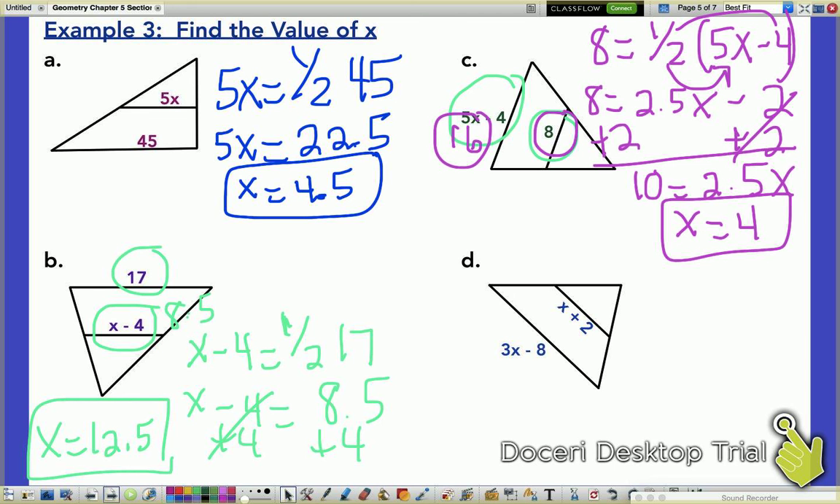So often kids want to take half of the wrong thing, and then it gets us all messed up, and we're just in trouble then. Okay, so x plus 2 is the mid-segment, and it's half of, I'm going to run out of room, the base. Okay, let me redo that. I knew I would run out of room.